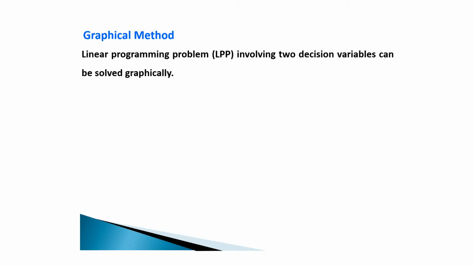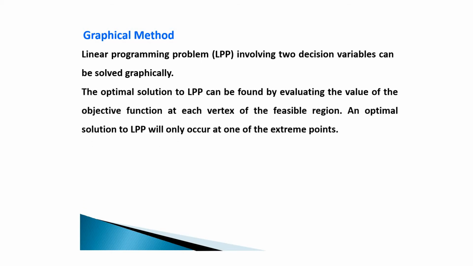A linear programming problem involving two decision variables can be solved graphically. The optimal solution to an LPP can be found by evaluating the value of the objective function at each vertex of the feasible region. An optimal solution to an LPP will occur only at one of the extreme points. That is what we had already seen as one of the characteristics of these solutions of the decision variables.